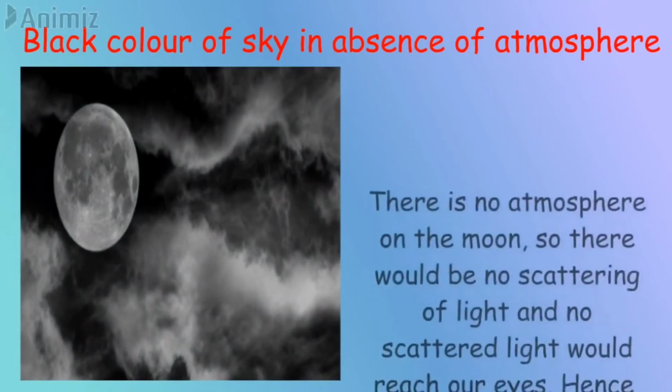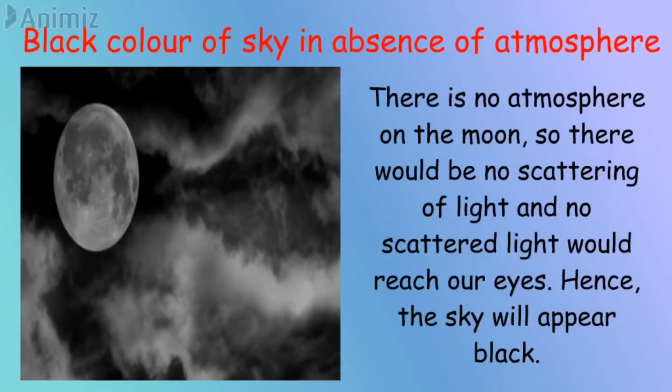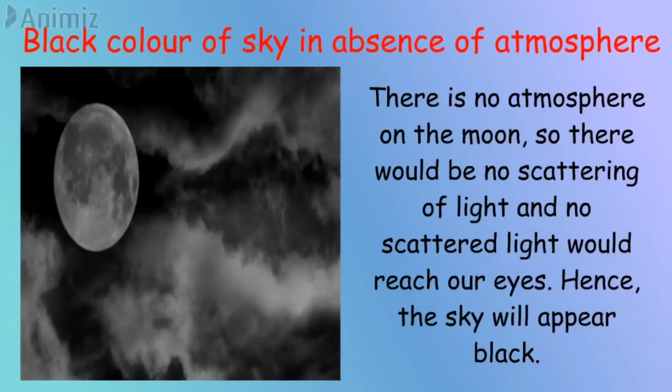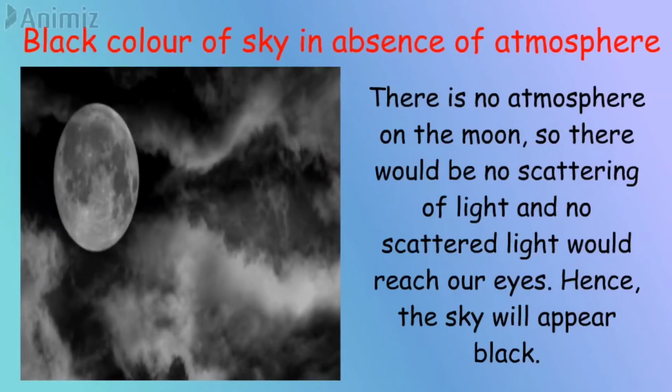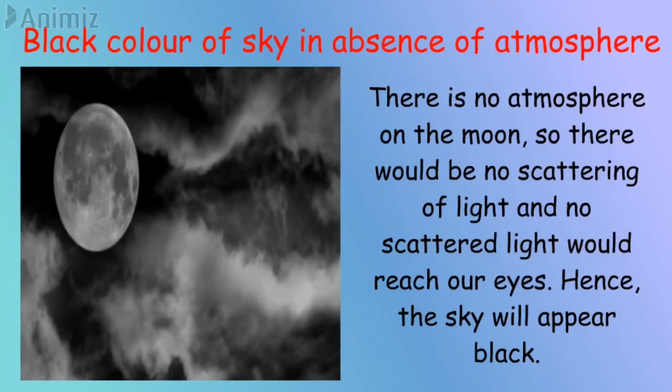Now students, the black color of the sky in the absence of atmosphere. You know that there is no atmosphere on the moon. So there will be no scattering of light, and no scattered light would reach our eyes. No scattering, no resultant color. So the color will be black, and the sky will appear black. So keep in mind, in the absence of atmosphere, no scattering, no color.